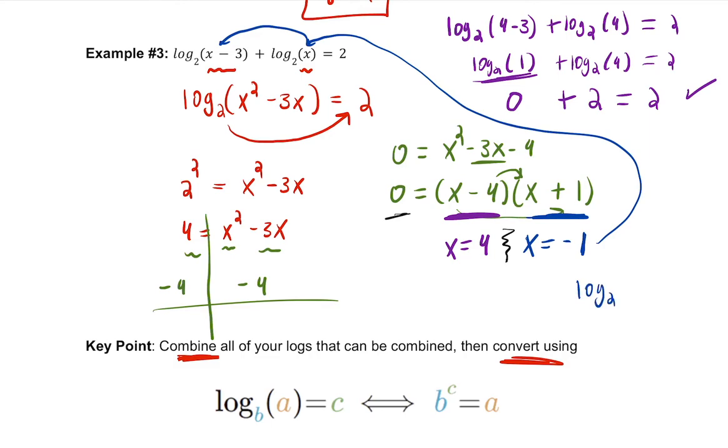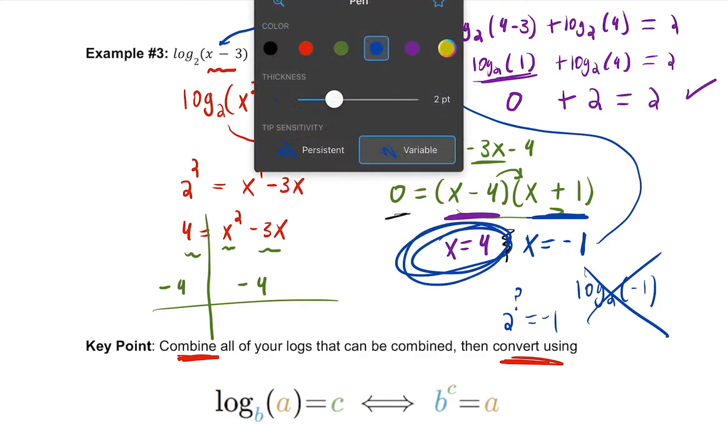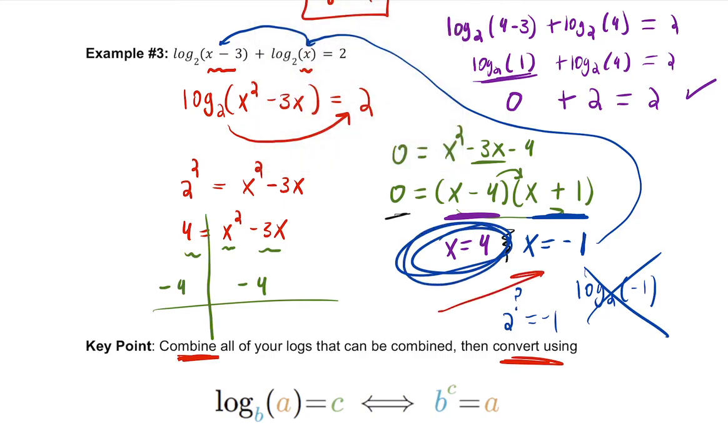But the issue becomes when you try and plug in negative 1 to either of these, you'll get something like this. You'll get the log base 2 of negative 1. This is not possible, because there is no power of 2 that equals negative 1. The only answer here is x equals 4. X equals negative 1 is what we call an extraneous solution.